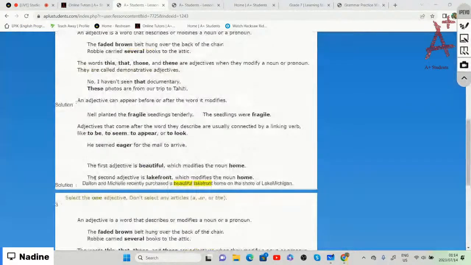Okay, if we look at this word, here it says beautiful. So this is basically just a few words that describe within a sentence, right? For example, Dalton and Michelle recently purchased a beautiful lakefront home on the shore of Lake Michigan.